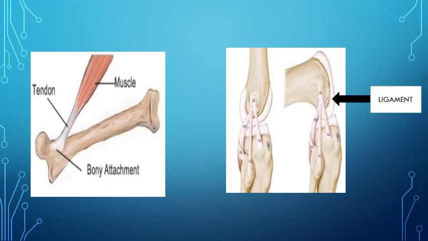Now we have to talk about tendon and ligament. What is a tendon? You can see in the picture, a tendon is the tissue that joins muscle to bone. Again I am repeating, the tissue that joins muscle to bone is known as a tendon, and the tissue that joins bone to bone is known as a ligament.